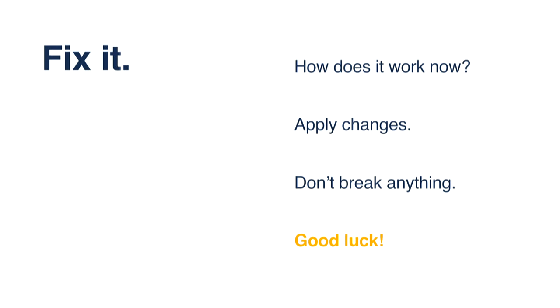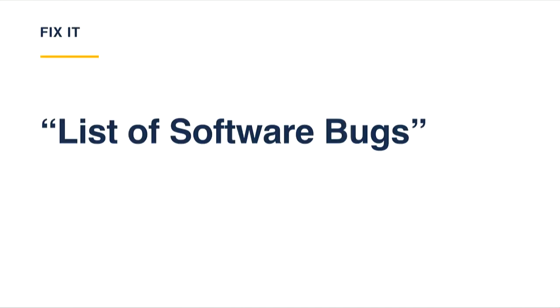So to go about doing this, typically we might ask how it works now, we apply some changes, and hopefully we don't break anything, right? Good luck. And it turns out this actually doesn't go to plan a lot of the time. Wikipedia has kind of this list, just very plainly named, of software bugs. So let's take a look at some of those software bugs.